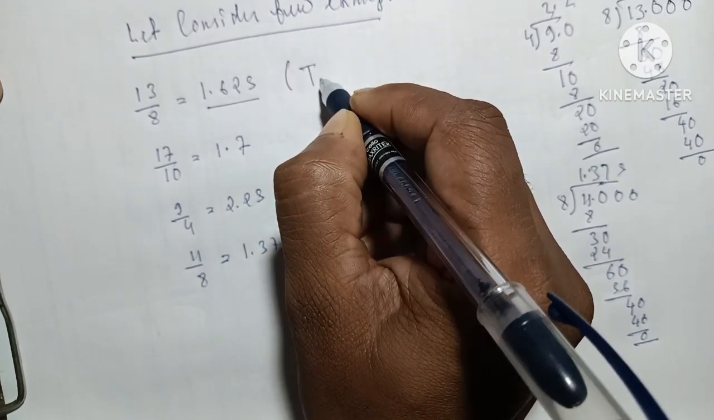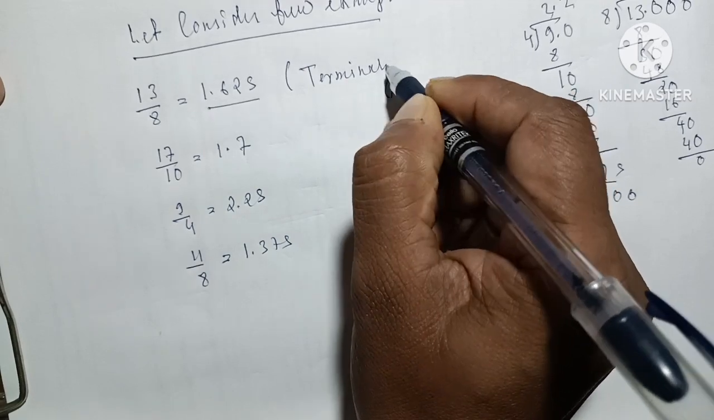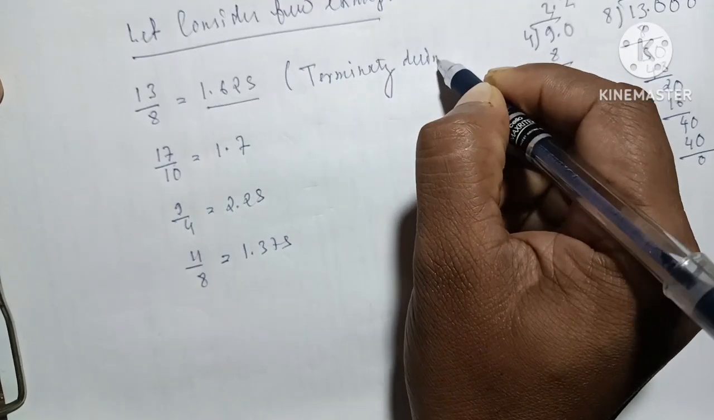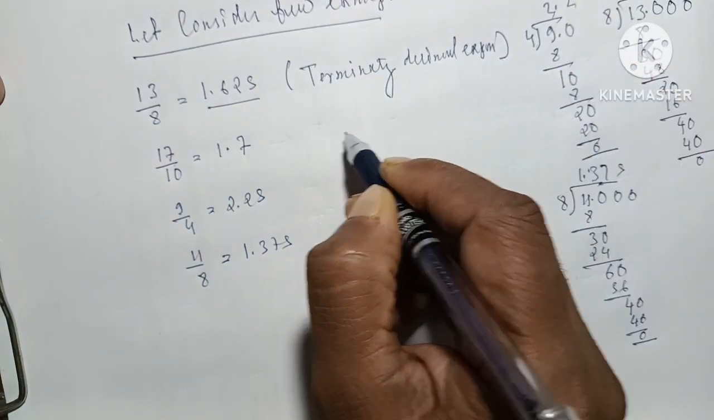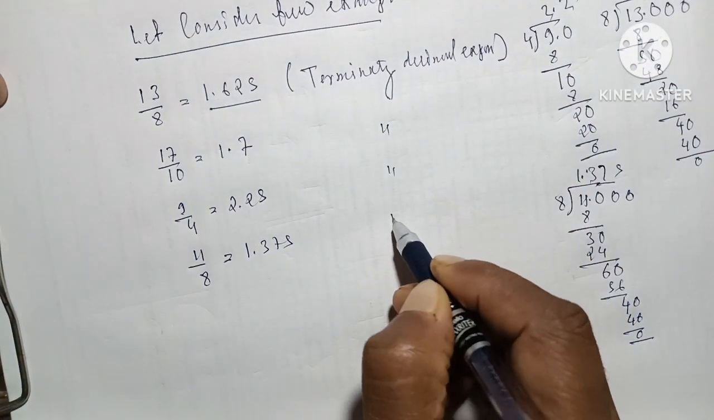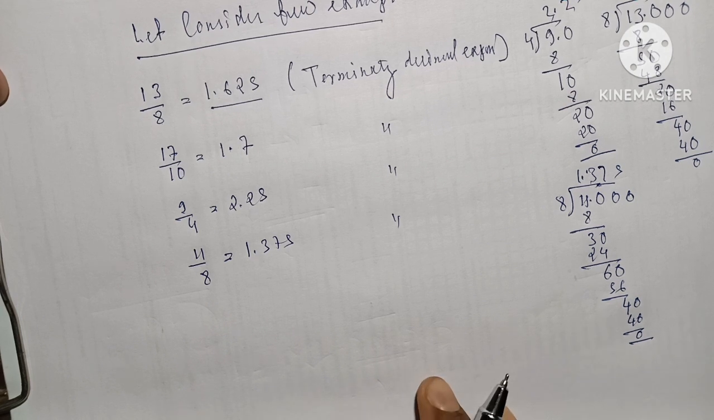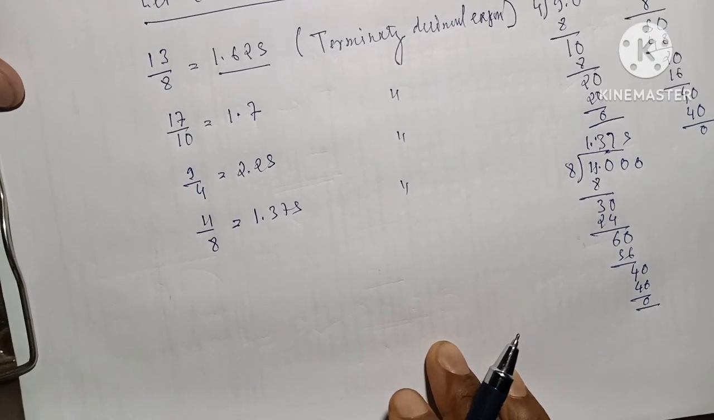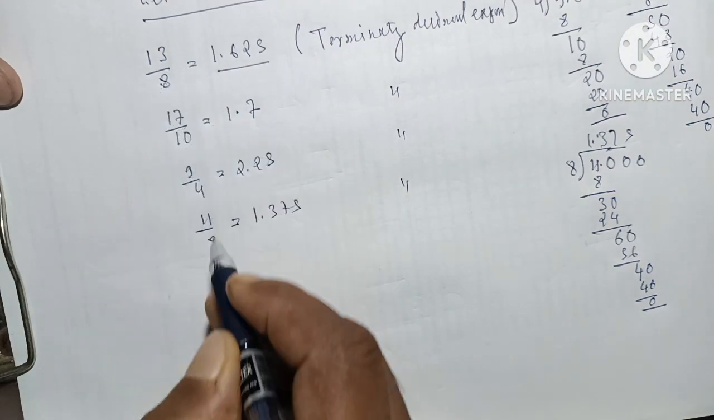These are terminating decimal expansions. In the same way, these are also terminating decimal expansions. These are all terminating decimal expansions. In these terminating decimal expansions, you see, this is the Q, the denominator.